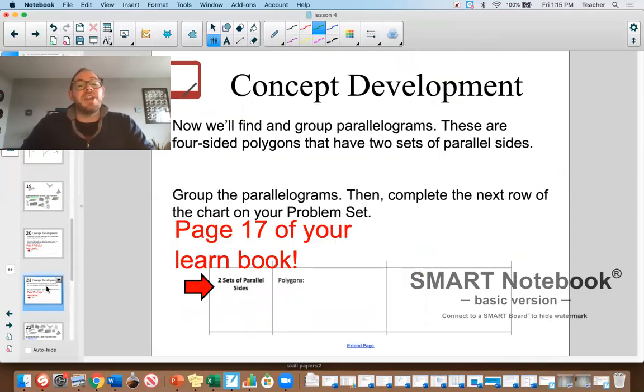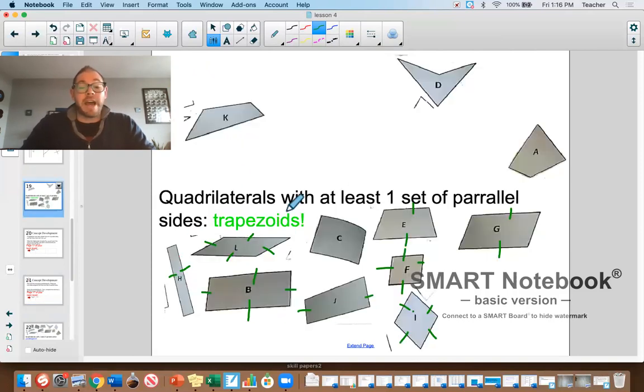Now we're finding another group of parallelograms. These are four-sided polygons that have two sets of parallel sides. What you're going to do is go back to this screen, and you are going to see which shapes here have two sets of parallel sides. I've put little lines on all the sides that are parallel.